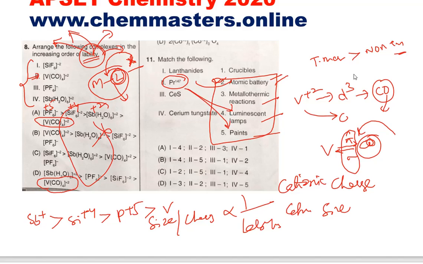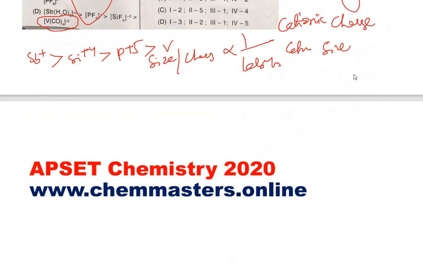Cerium, tungsten. Tungsten is also used in luminescent lamps. So that's why the matching is very difficult, because each and every option can be matched with more than one option here. That's why I think you may get the marks for that question.